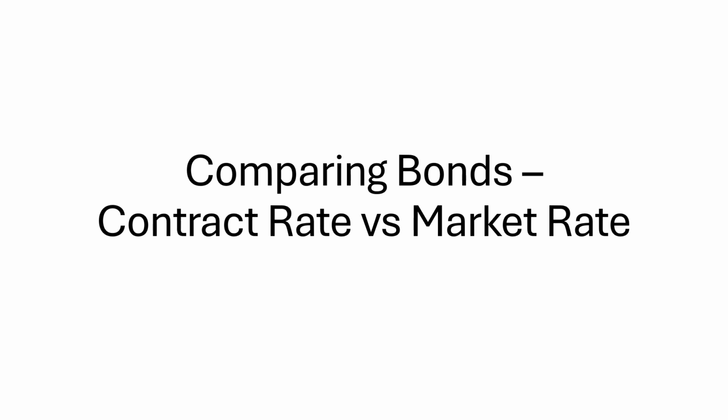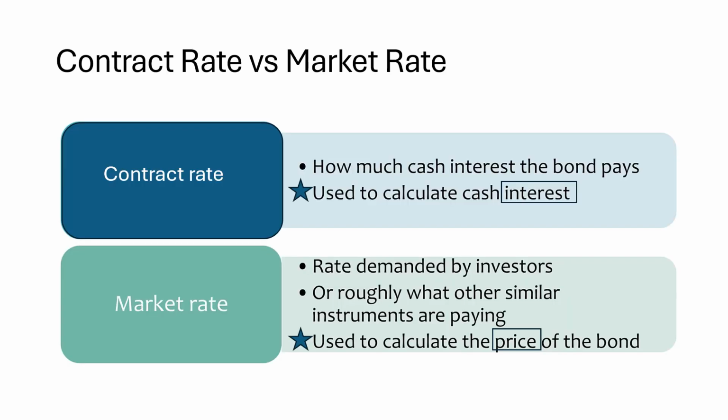Comparing bonds: the contract rate versus the market rate. Remember, in the previous video I told you about the contract rate. That is the stated rate on the face of the bond itself. But that is not necessarily the only rate that comes into play when an investor is looking to purchase a bond. The contract rate is how much interest the bond will pay, those periodic payments. That's part of the bond indenture. The contract rate is what is used to calculate that interest.